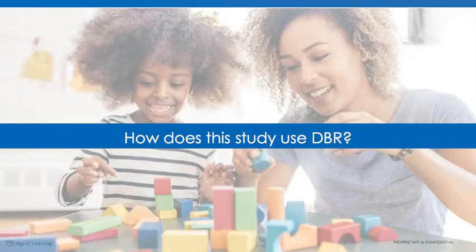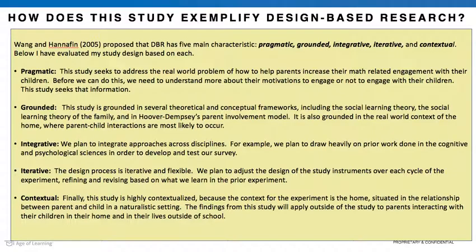Okay, so how does the study make use of DBR? Well, Wang and Hannafin proposed that DBR has 5 main characteristics. It's pragmatic, grounded, integrative, iterative, and contextual. And so the ways in which my study exhibits those 5 main characteristics is that it's pragmatic because it's trying to solve a real-world problem, which is to increase not only parent-child math interactions, but it's trying to educate parents and increase parental awareness of the importance of early childhood mathematics.